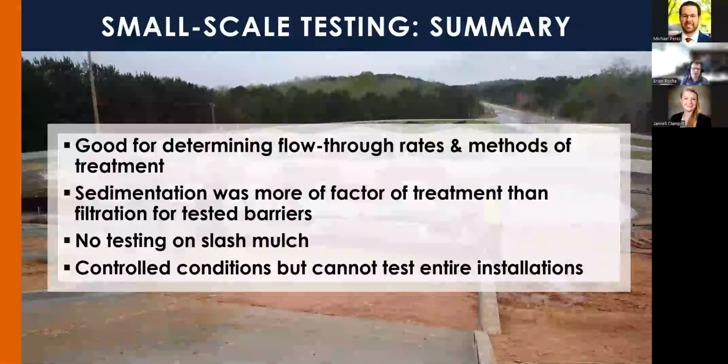Small scale testing was found to be really good for determining flow-through rates and method of treatment. And they found that for most tested sediment barriers, sedimentation, which is when suspended sediments fall out of suspension within an impoundment and form upstream of the installation, was more a factor of treatment than infiltration through the barrier. They also saw little to no small scale testing on slash mulch at all. That's mostly wattles and silt fence materials. So you have more controlled conditions compared to field monitoring, but you can't test entire installations, only little sections of them.